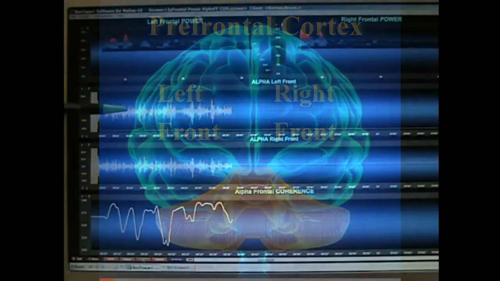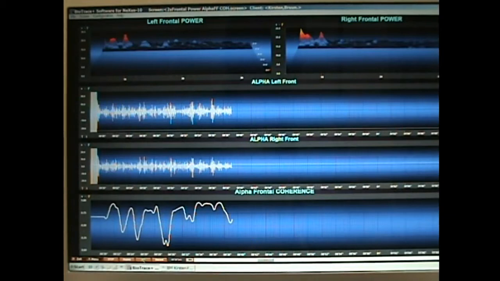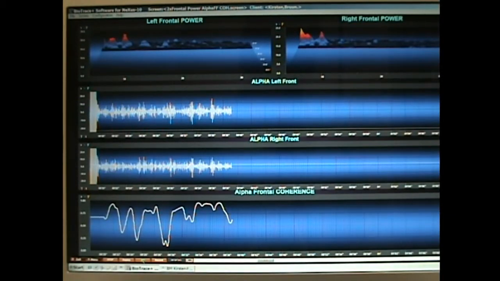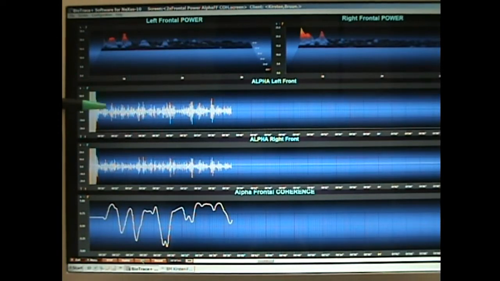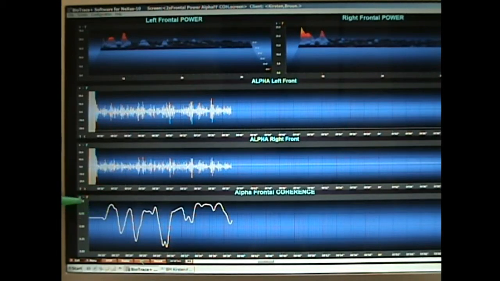and they go across in time. The entire screen is about 1 minute, and so we've seen about 10-20 seconds already of EEG, and you can see they're a certain size and a certain pattern. And below that, in the last screen, the bottom screen, is what is called coherence.